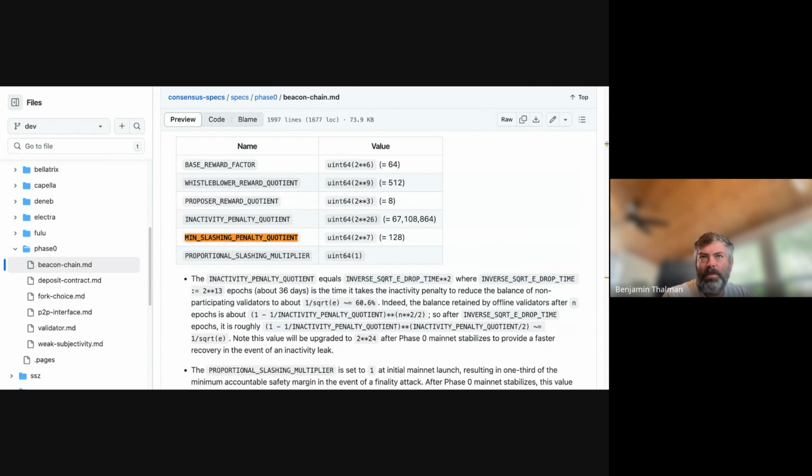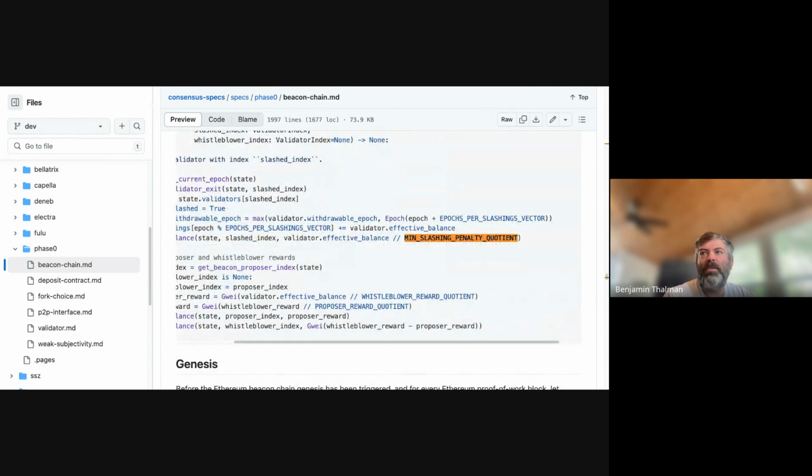128. That's what min slashing penalty quotient is. So we go back to the function. Remember, you've effectively got the validator's balance, and you can think of that as 32 billion Gwei, or you can think about it as 32 ETH, whatever works for you. And then the min slashing penalty quotient, which is 128.